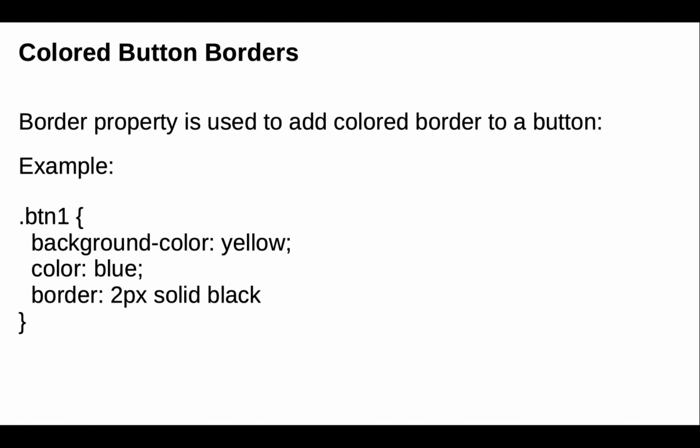So next is colored button border. The border property is used to add a colored border to a button. For example, make one class and we use a number of properties like background color and border. So we can take one example of this.